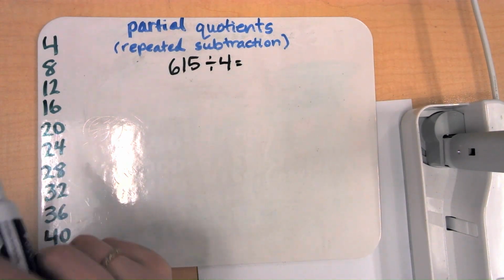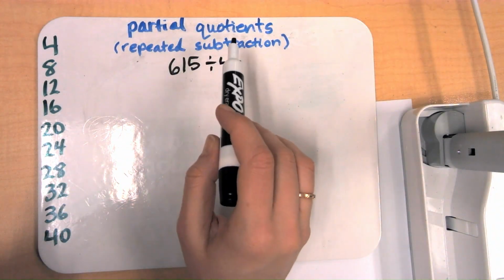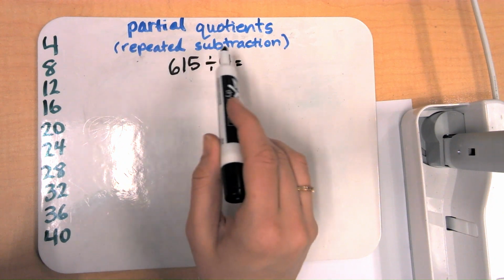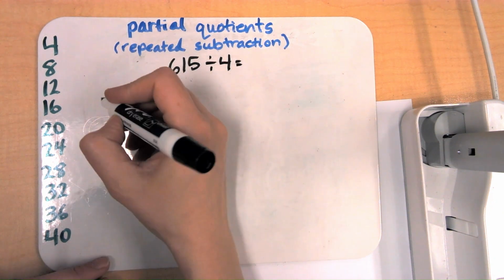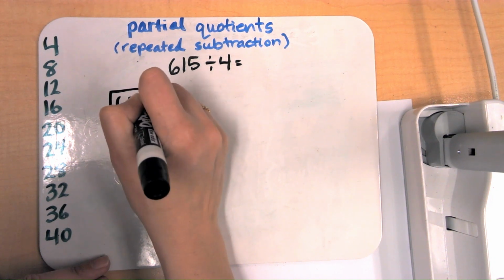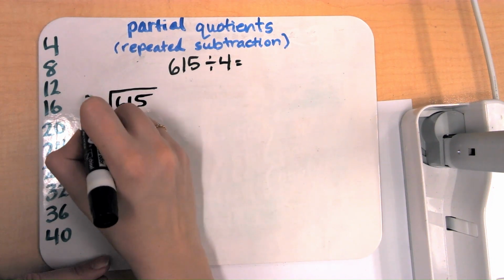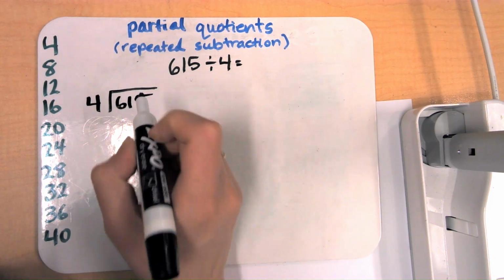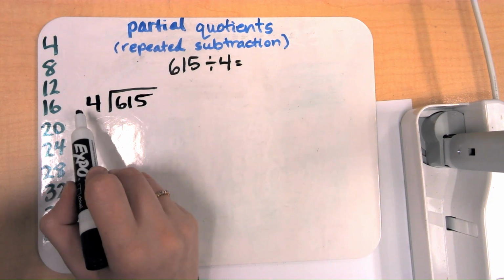All right. Our next strategy is partial quotients. It's like repeated subtraction. We're going to use an obelisk like this. We're going to do 615 divided by 4. Our dividend goes inside and our divisor goes on the outside.